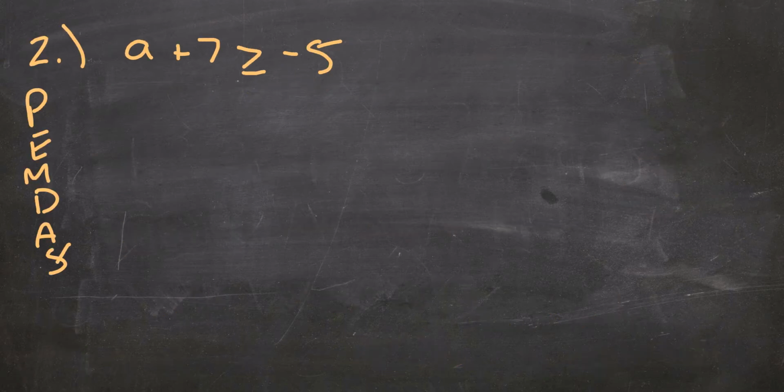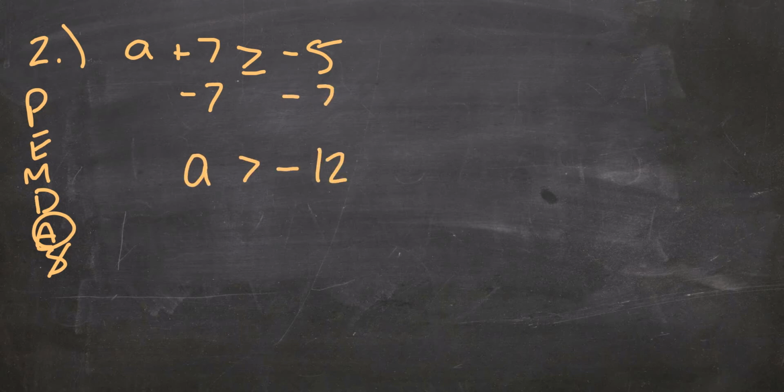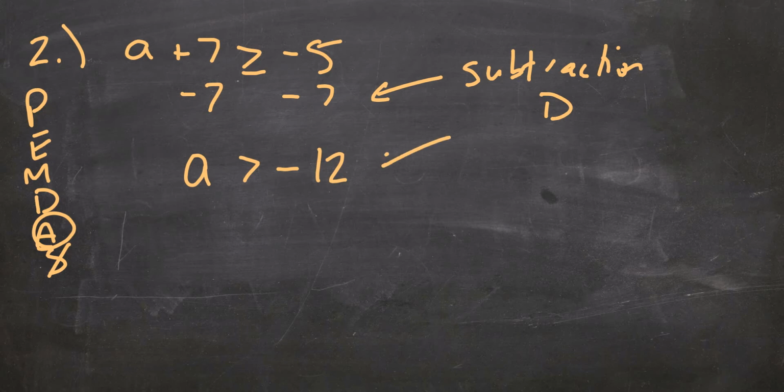So, PEMDAS backwards, there is no subtraction. I see addition, that's why I'm subtracting 7 from both sides. I get a is greater than or equal to negative 12. Now, just because I subtracted, and just because I have a negative answer, you still don't flip your inequality. It's only if you multiply or divide by a negative. So just because you subtract 7 from both sides does not mean you flip the inequality. So a is greater than or equal to negative 12.